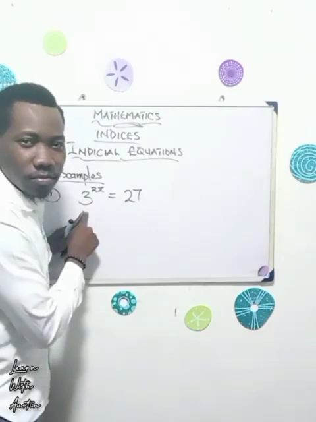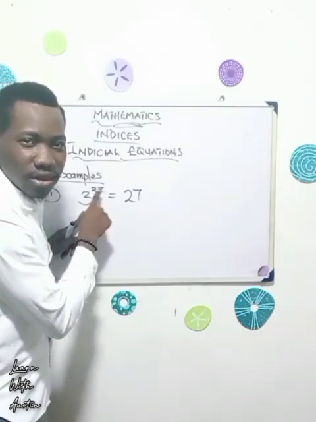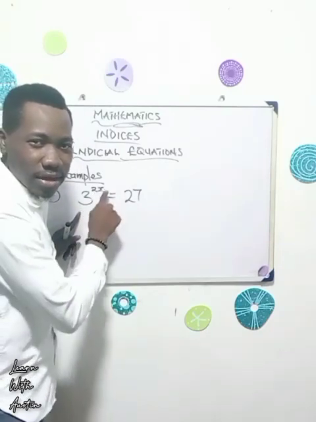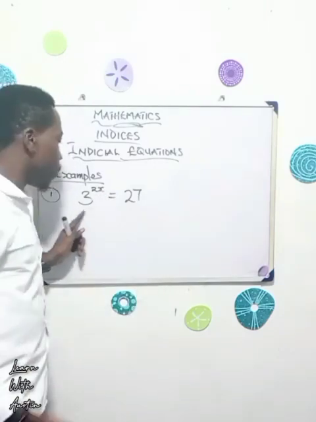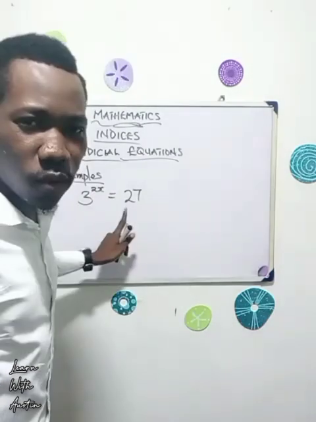3 here is called the base, and this one up here is called the index, alright? So the base and the index. The index, that's the power. So you have 3 raised to the power 2x equals 27.